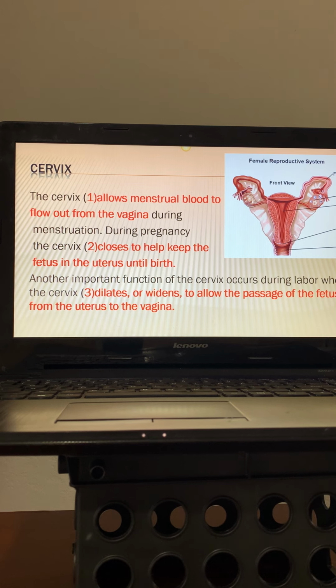Now, the cervix won't stay open that wide. It will close as well after the baby, well, not close, but it'll shrink back to its size after the baby is born.